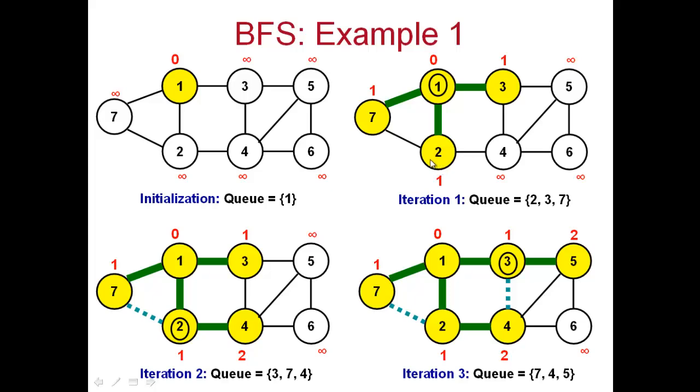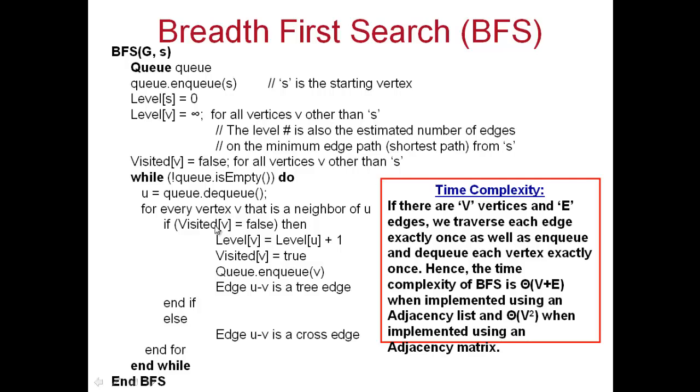Vertex 2 has 4 that is not yet visited, so I should take it back. But 7 has already been visited. So this is what we do for 7. The neighbor 7 has already been visited. So you mark the edge between 2 and 7 as a cross edge, so indicate it with a dotted line. But neighbor 4 has not yet been visited, so that means visited of 4 will be false. So do all these 4 things.